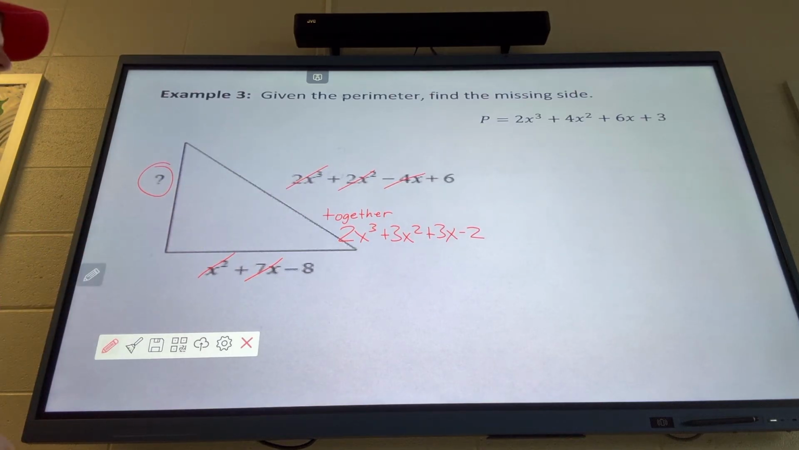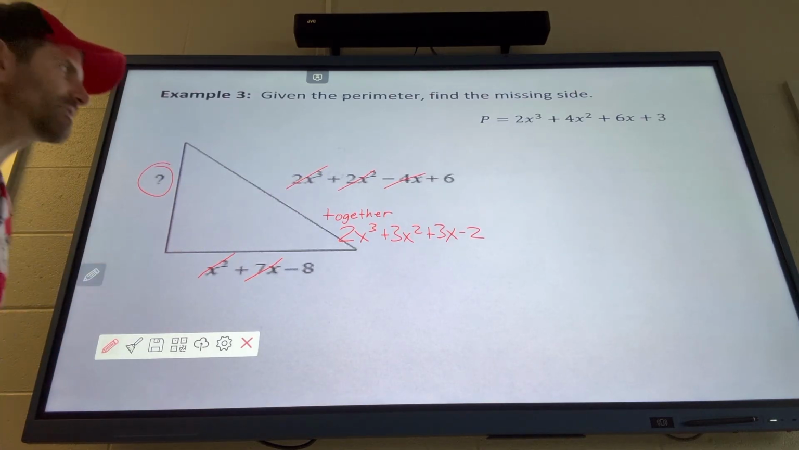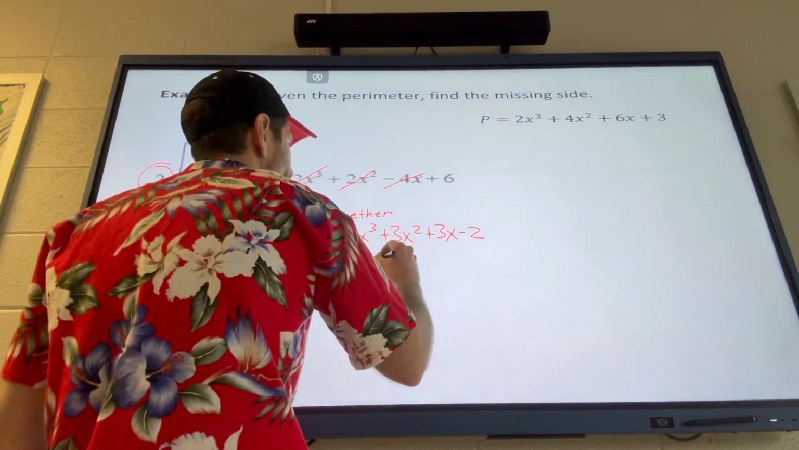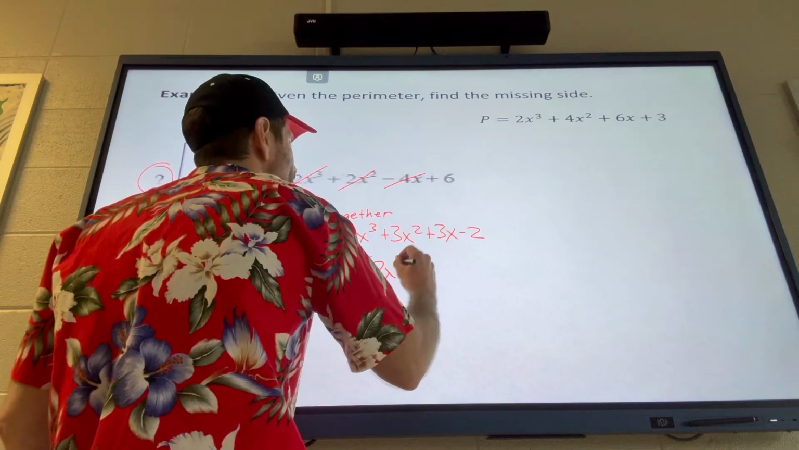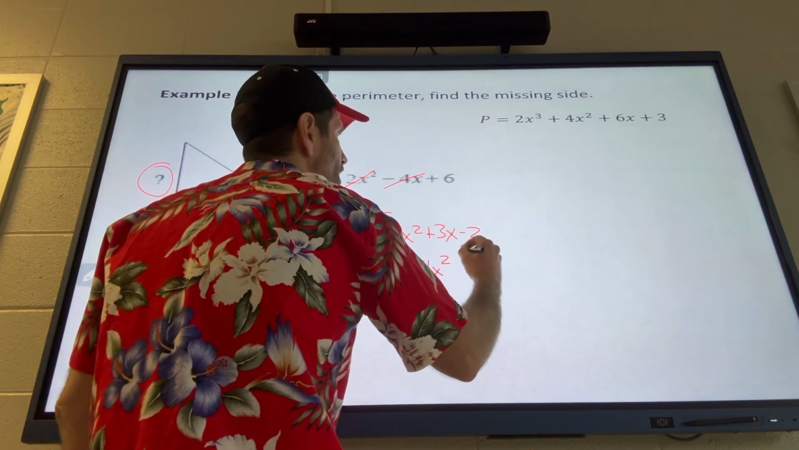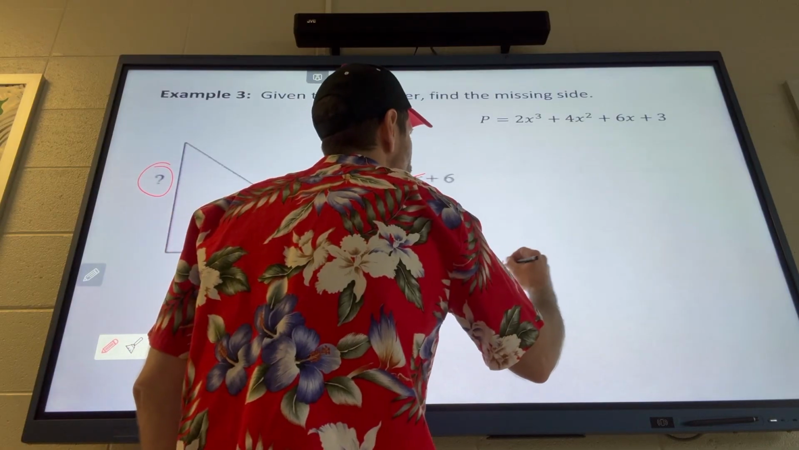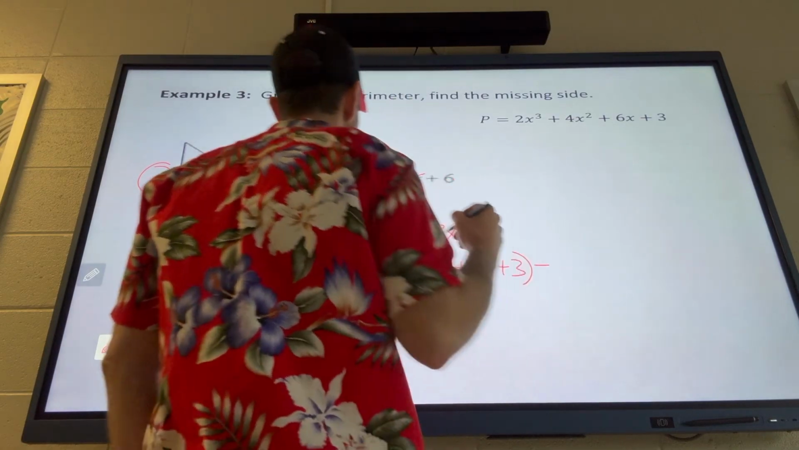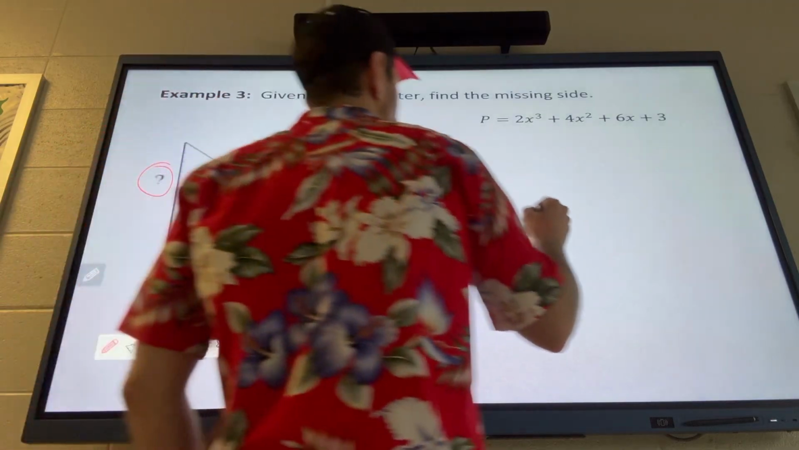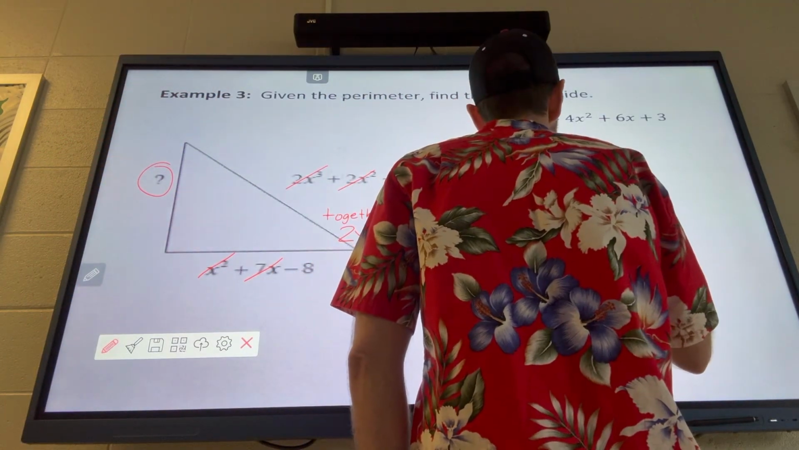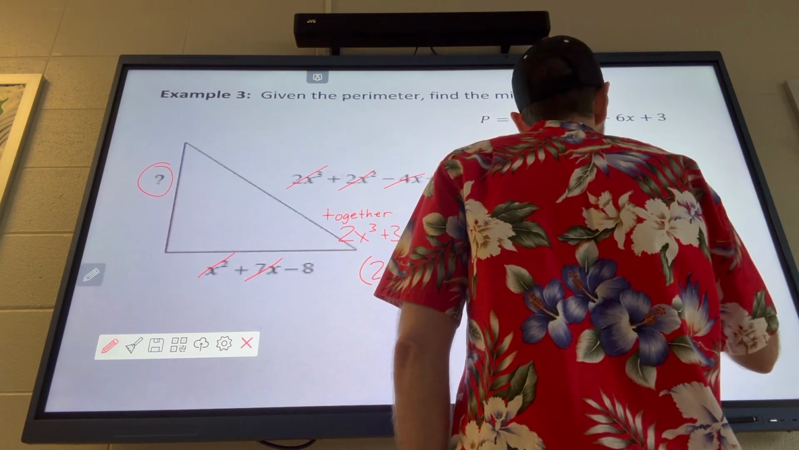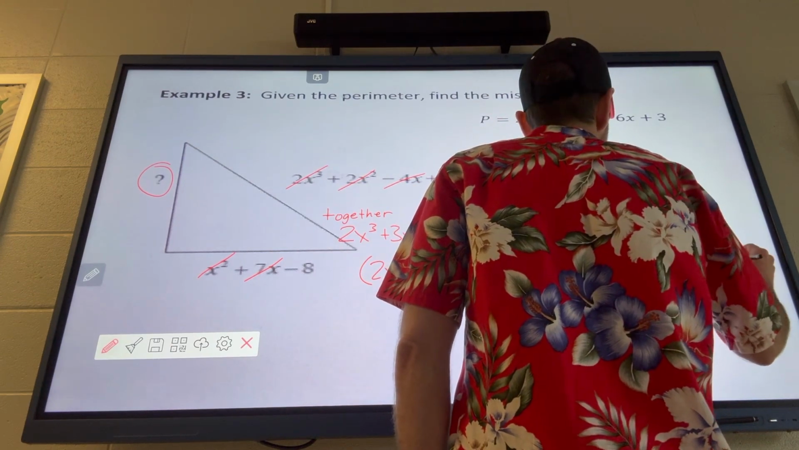Now our game plan is to take our perimeter and subtract this polynomial from it. So I'm going to write out perimeter is 2x to the third plus 4x squared plus 6x plus 3 minus our polynomial here, 2x to the third plus 3x squared plus 3x minus 2.